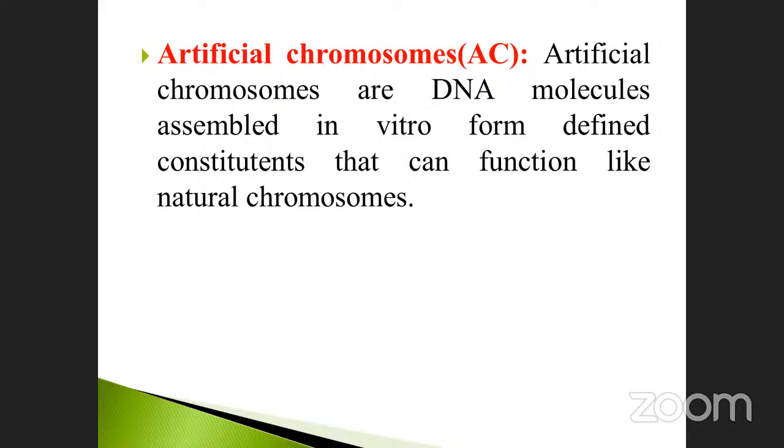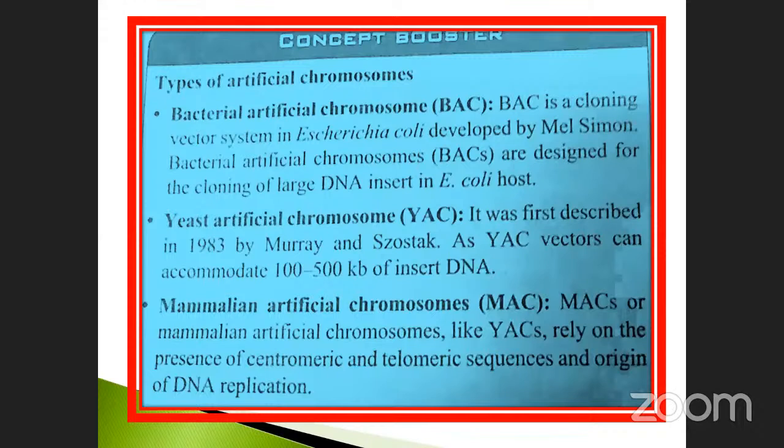We already know artificial chromosomes. An artificial chromosome is similar to natural chromosomes. It is also constructed within the lab in vitro, with a defined constitution so that it can function like natural chromosomes. That is also very important. And the last one is called concept booster. Note that there are many artificial chromosomes reported, particularly the bacterial artificial chromosome, called BAC, the yeast artificial chromosome, YAC, and the mammalian artificial chromosome, called MAC. Here E. coli, here yeast, and here mammals.